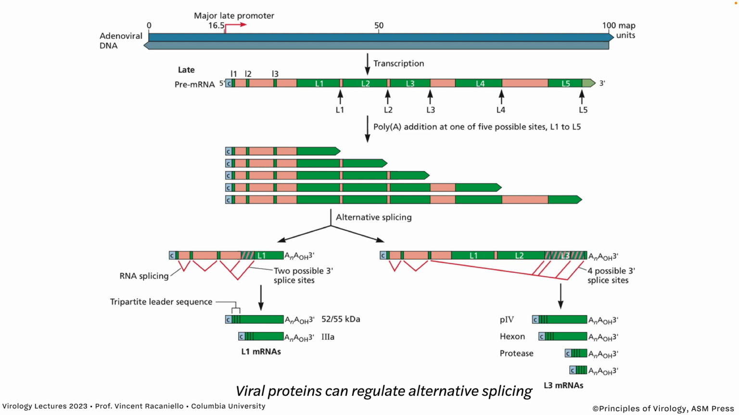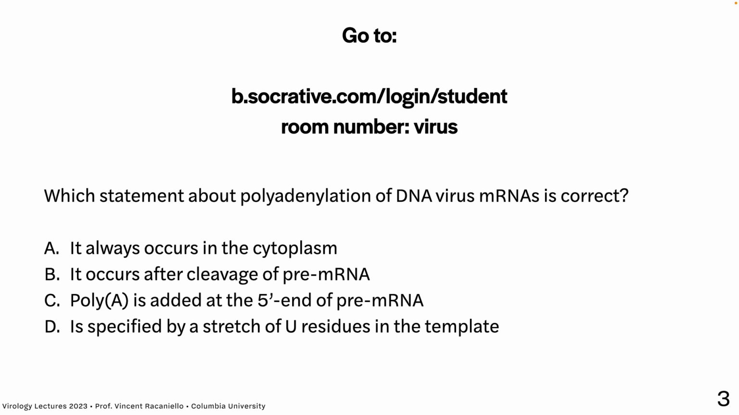Here, for example, you have two possible 3' splice sites on the left. You have four possible 3' splice sites here, and you get all these different messenger RNAs, late messenger RNAs encoding structural proteins from that single transcript. So the splicing and polyadenylation site selection gives you a really wide ability to make a lot of proteins from one mRNA, from one gene, actually. So you can imagine that in a virus with a small genome, that's useful because SV40 has a small genome. It can make a lot of different proteins by splicing and polyadenylating in different ways.